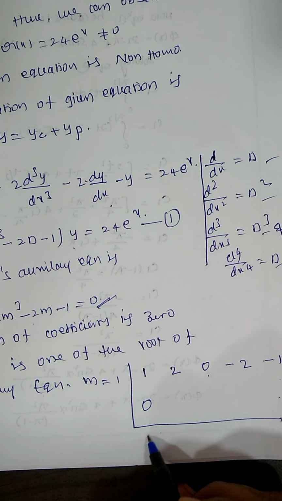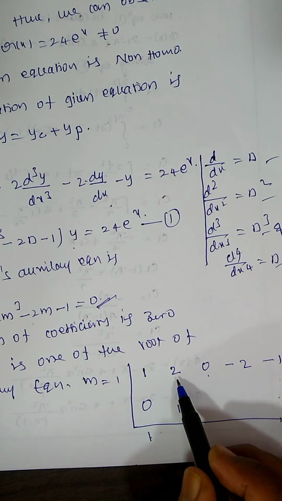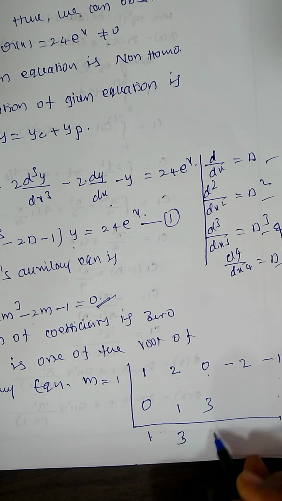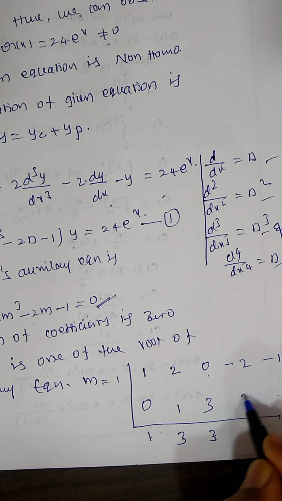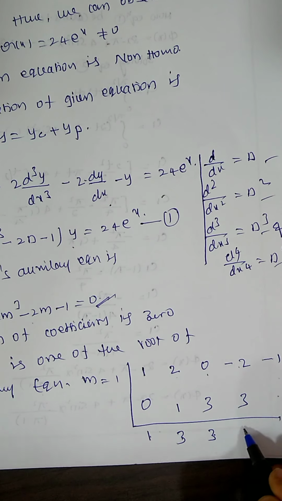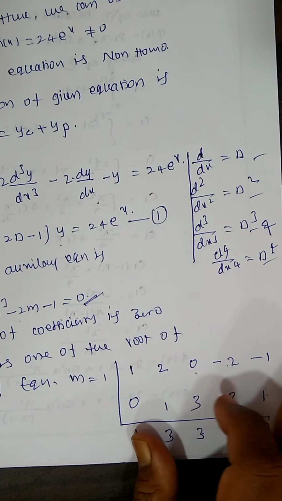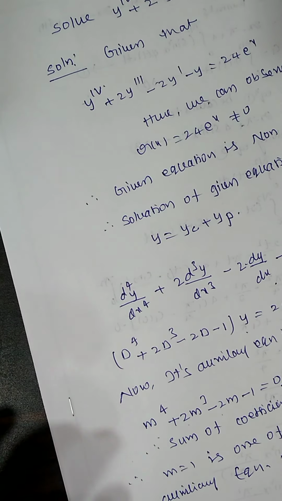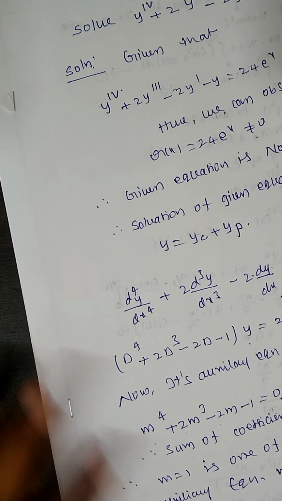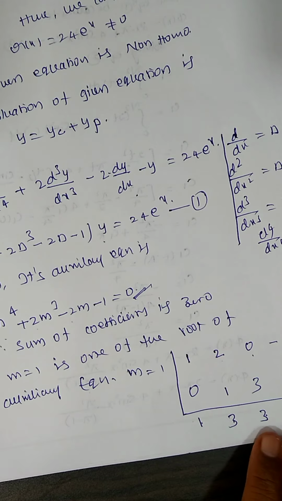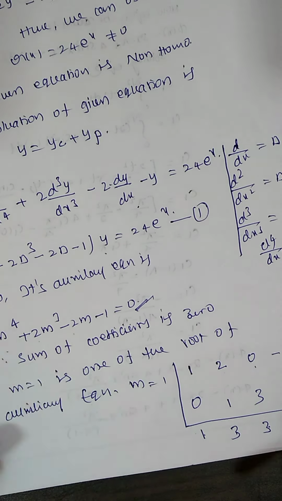1 plus 0 is equal to 1. 1 into 1, 1. 2 plus 1 is equal to 3. 3 into 1, 3. 0 plus 3 is equal to 3. 3 into 1 is equal to 3. Minus 2 plus 3 is equal to 1, minus 1. 1 into 1, 1. The remainder is 0. Now we reduce the auxiliary equation by 1 degree: m cube plus 3m square plus 3m plus 1 equal to 0.